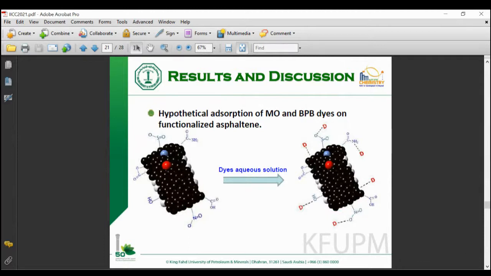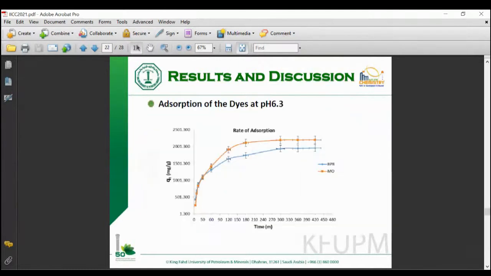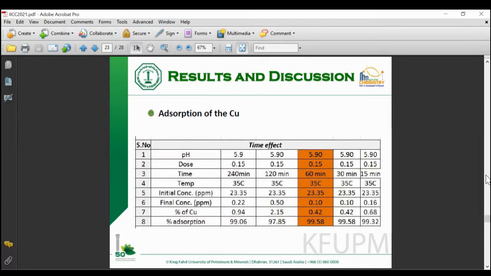And then when we use it for the dyes, more than 90%, 95% were adsorbed. So this is the one thing actually. You can see the adsorption here. When the pH is low, it helps the adsorption of the metals. This is close to neutral, so it's good for the dyes. Okay, I'm just showing one slide here of the copper, and you can see that we used different parameters: pH, dose, time, temperature, concentration, and percent copper, percent adsorption.